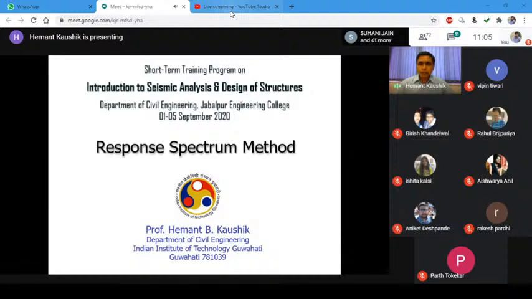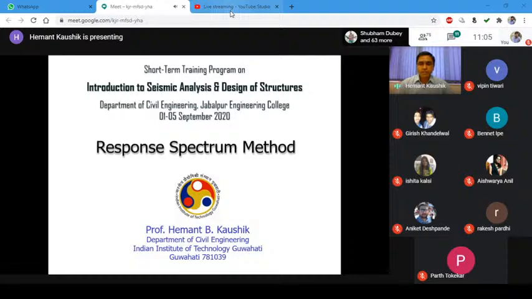The better title for this lecture would have been seismic analysis of structures, right? Because response spectrum is one of the methods of seismic analysis. But why did I choose this topic? Because it is the most popular method of analysis in our IS code. Our IS code recommends this method for slightly complex structures.